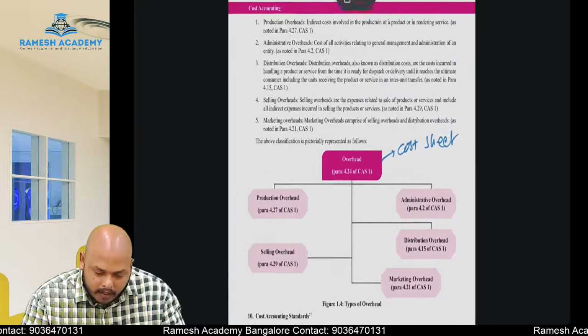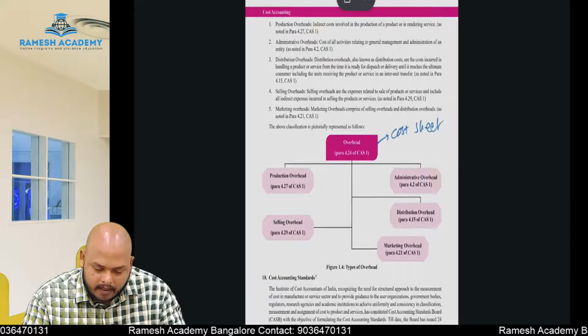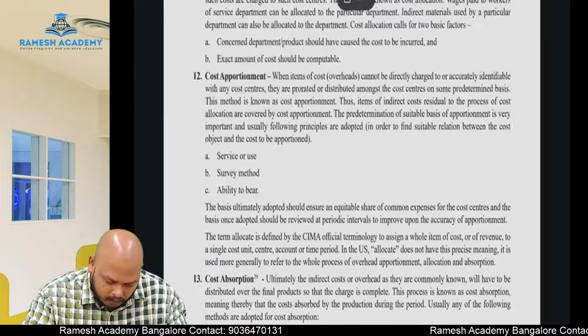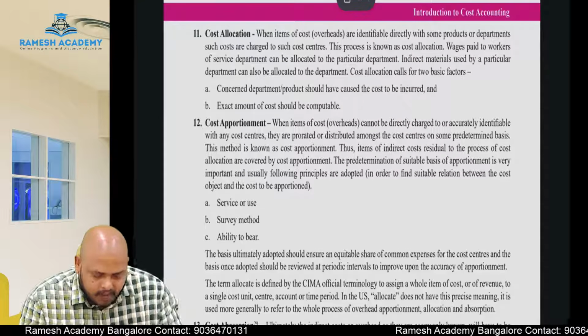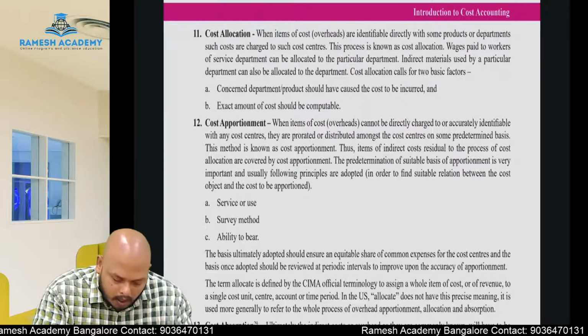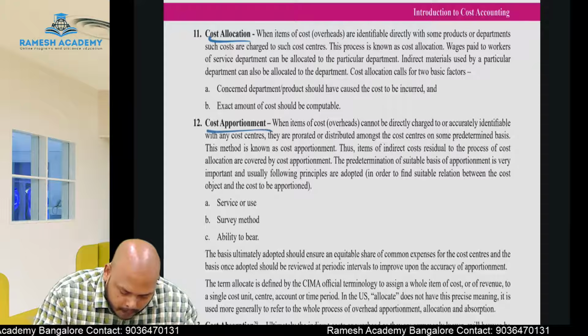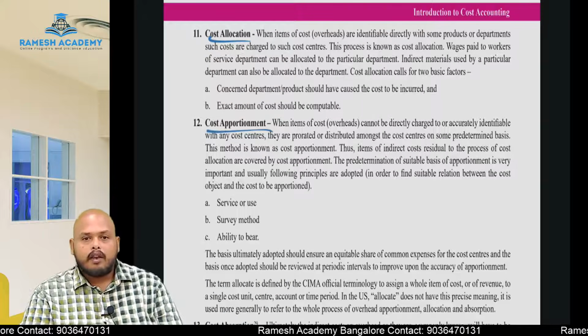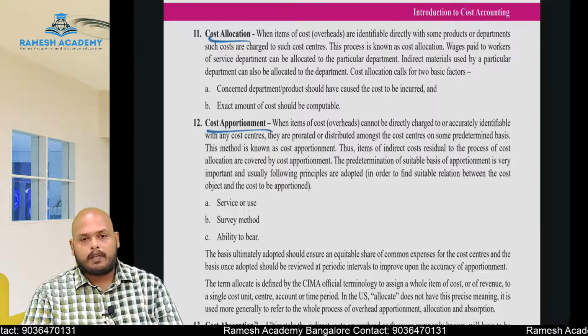Next one is cost accounting standards. We have a separate chapter for cost accounting standards, where we will study them. Okay? The next technical terms we have here are cost allocation and cost apportionment. When will we call it cost allocation, and when will we call it cost apportionment?